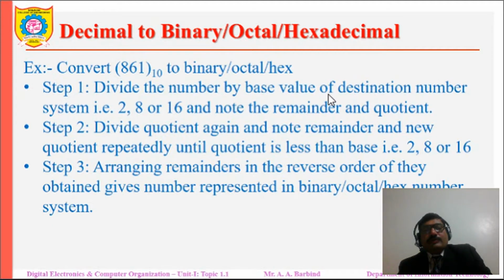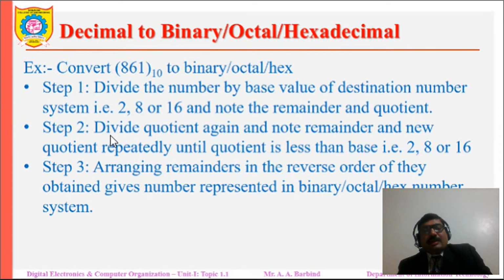number by the base value of the destination system, that is 2, 8 or 16, and note the remainder and quotient. That is, if we want to convert this number 861 to binary, then we have to divide it by 2. If the number 861 is to be converted to octal, we have to divide it by 8, and if the number is to be converted to hexadecimal, then we have to go on dividing that number by 16.